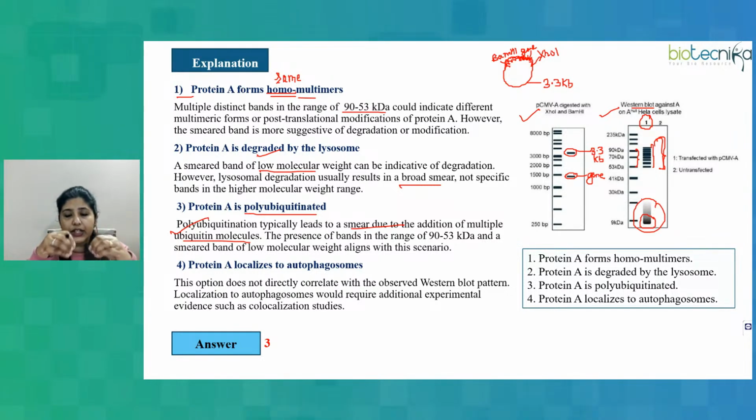So just see, to answer this question, you need to be familiar with the concept of restriction digestion. You need to be familiar with cloning, and with the concept of Western blotting. You need to be familiar with terms like homomultimers, heteromultimers, polyubiquitination, and post-translational modification. And even what is the function of lysosomes and autophagosomes.